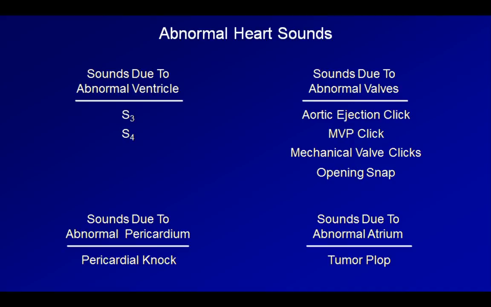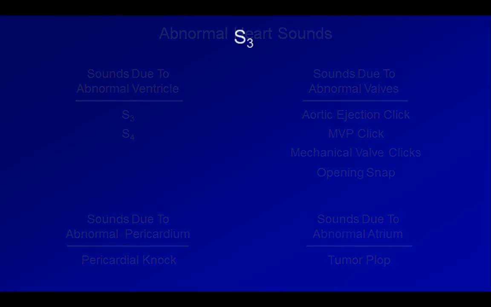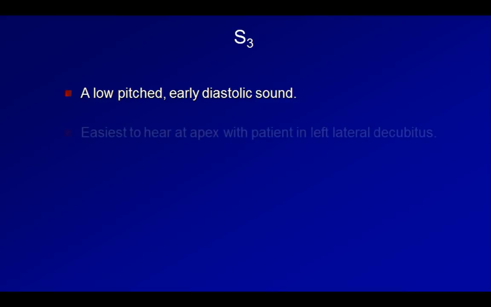At this point, I'm going to shift from talking about abnormal variants of the normal heart sounds to talking about sounds whose very existences are considered abnormal. The first and most important in this category is the third heart sound, usually called the S3. The S3 is a low-pitched, early diastolic sound. It is easiest to hear at the apex with the patient in the left lateral decubitus position.